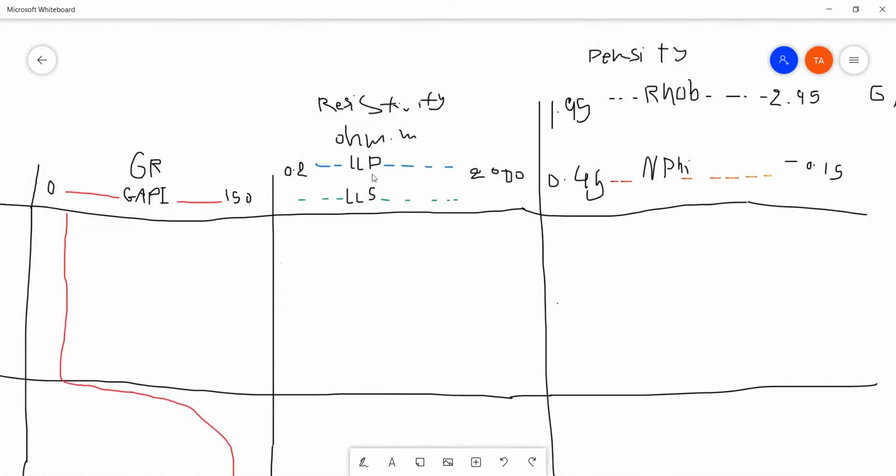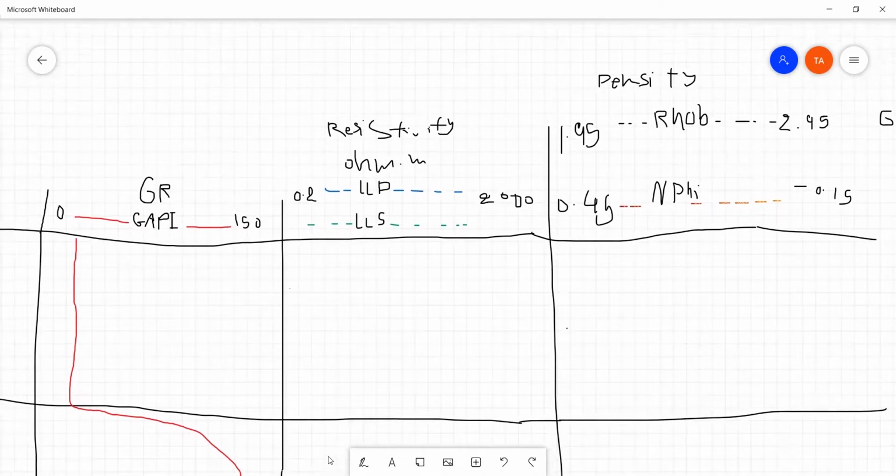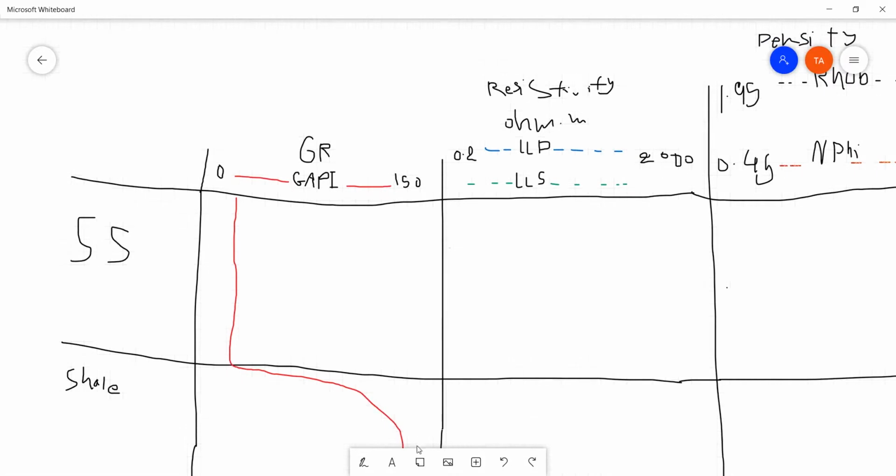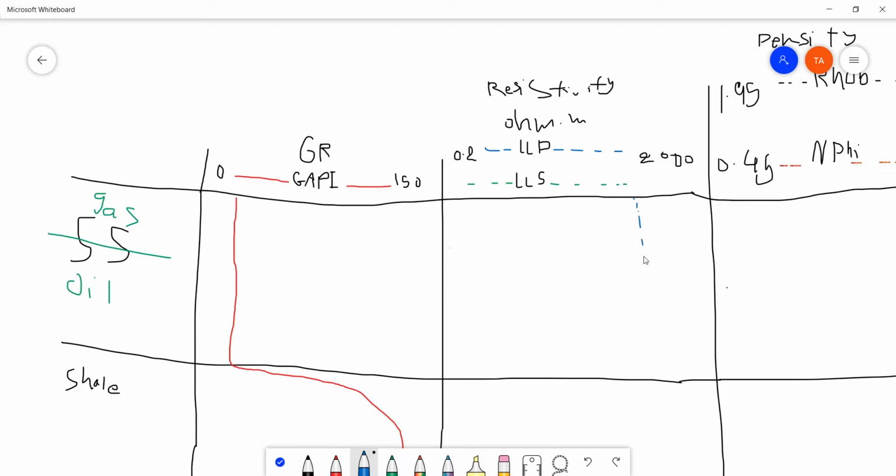So here I have lateral log deep and lateral log shallow. So now, let's see its response with sandstone, and let's suppose that this formation has gas at the top and oil here. First in the deep, and after that the shallow.